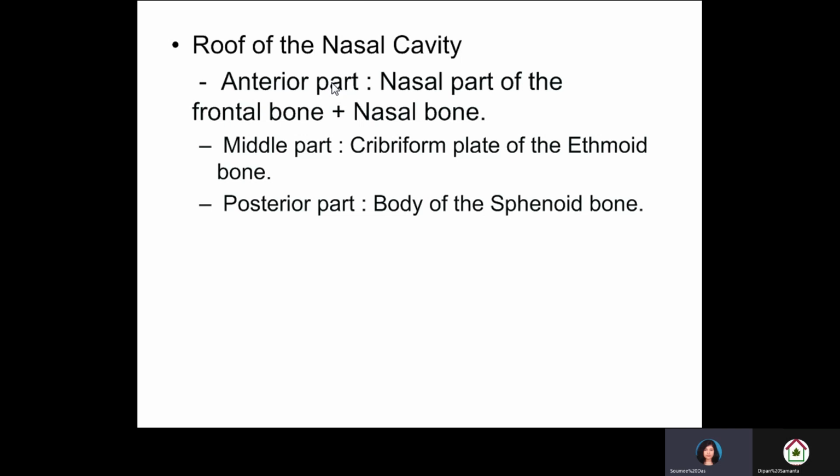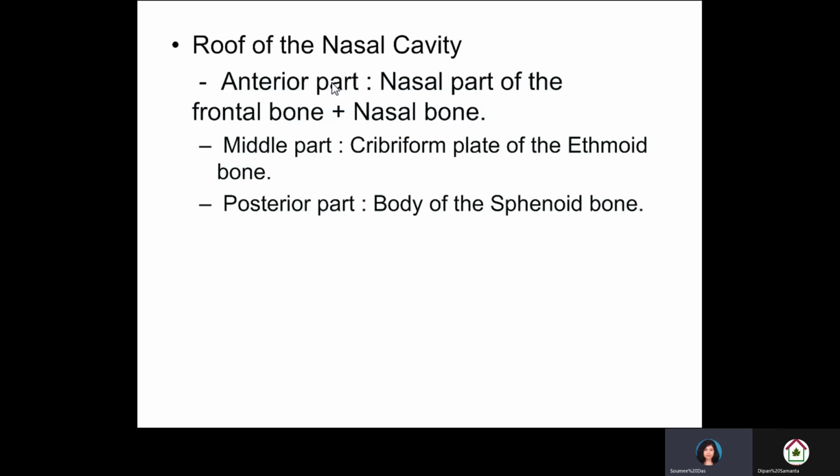The middle part is formed by the cribriform plate of the ethmoid bone. As we have already seen, in the formation of the nasal bone there is a contribution of the ethmoid bone. So the middle part of the nasal roof is formed of the cribriform plate of the ethmoid bone.